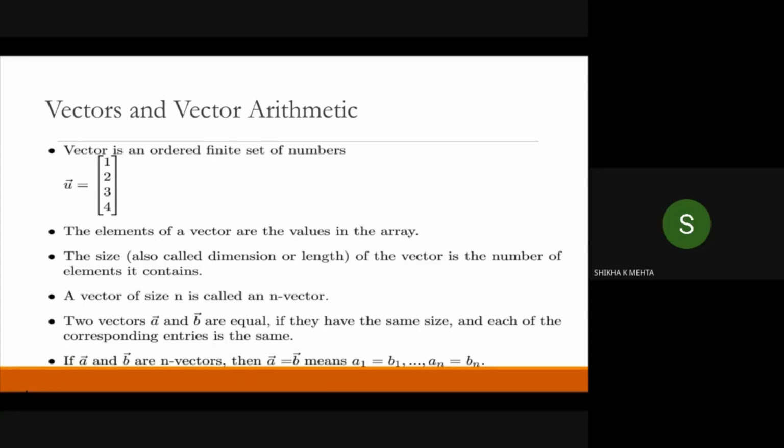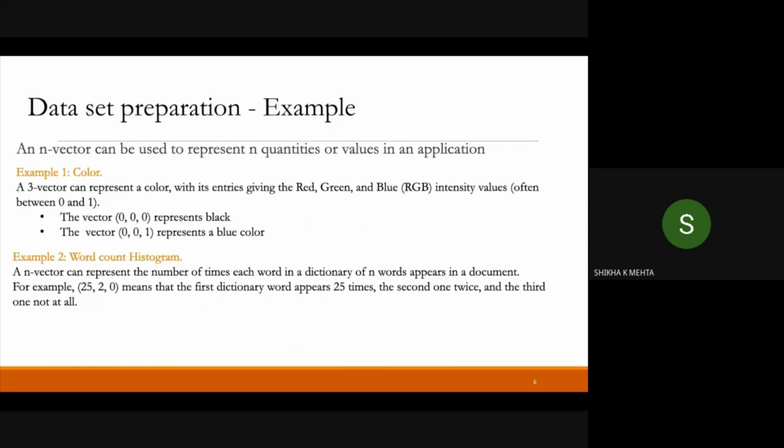You are just saying it is one row with multiple columns, or if you are showing it as a column matrix, here we have one column and, according to this example, 4 rows. So we can represent it in either way. The size of the vector is the number of elements in the vector. And 2 vectors are equal only when all the elements of both vectors are equal. Otherwise, they will not be considered equal. Each corresponding element has to be equal.